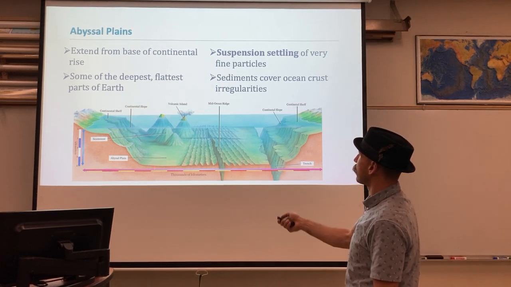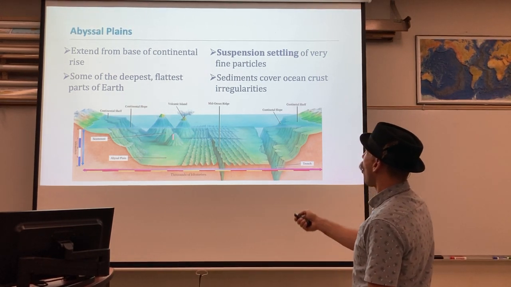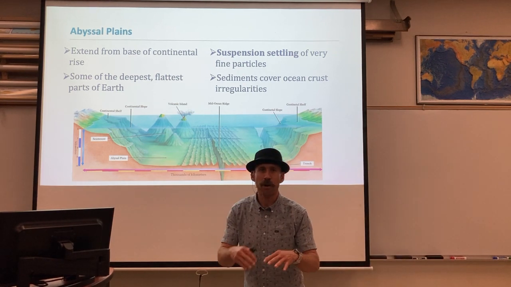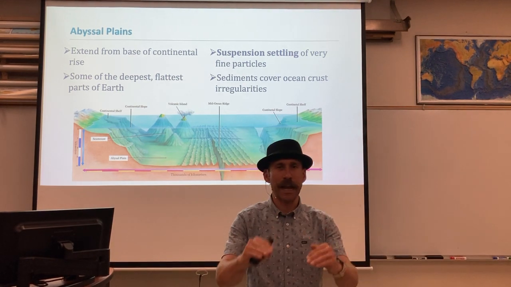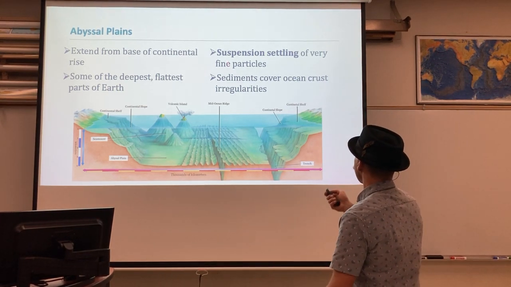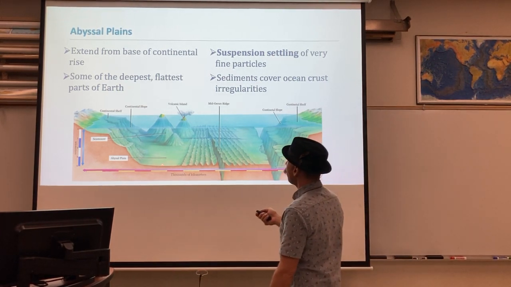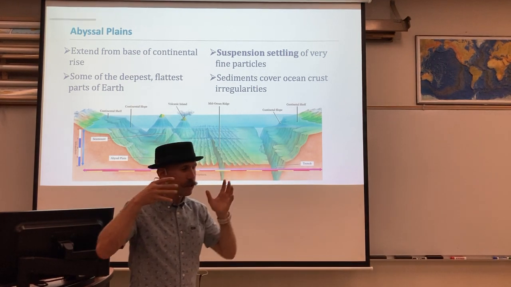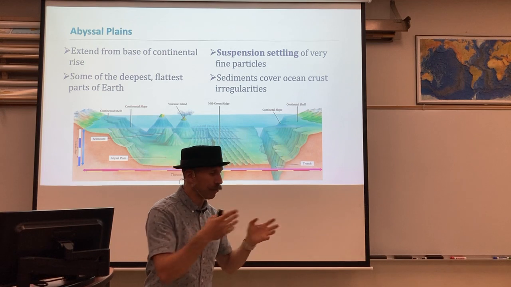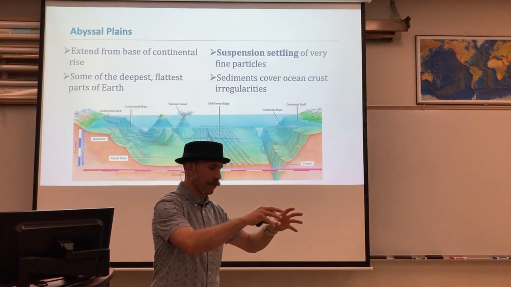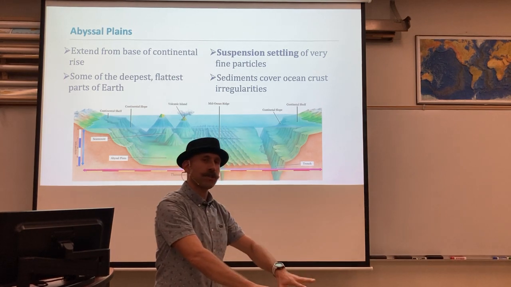They extend from the base of the continental rise all the way to the mid-ocean ridge. These are the deepest, flattest parts of the entire planet. Way down there, way flat. They have accumulated sediment because all the debris that rivers transport and bring to the oceans moves through these turbidity currents, and is laid down as turbidite deposits.